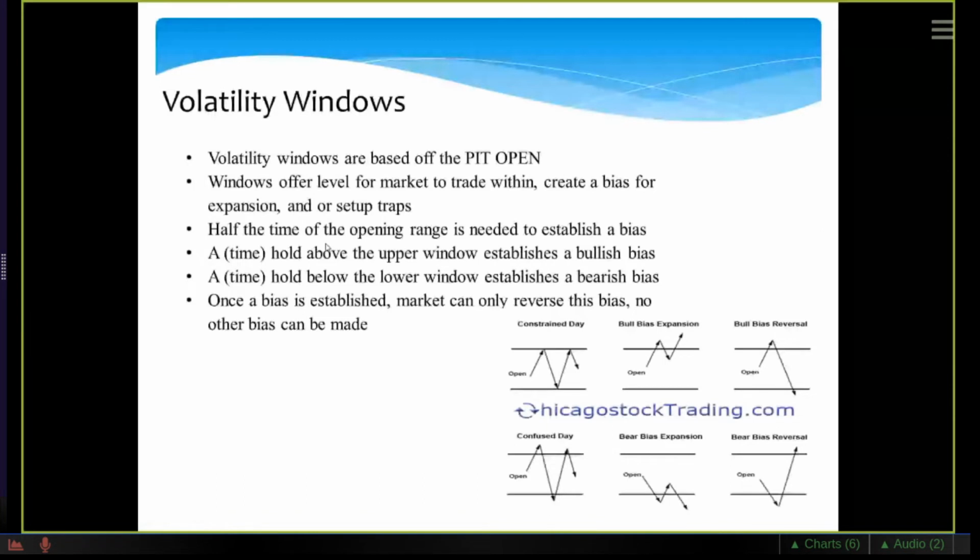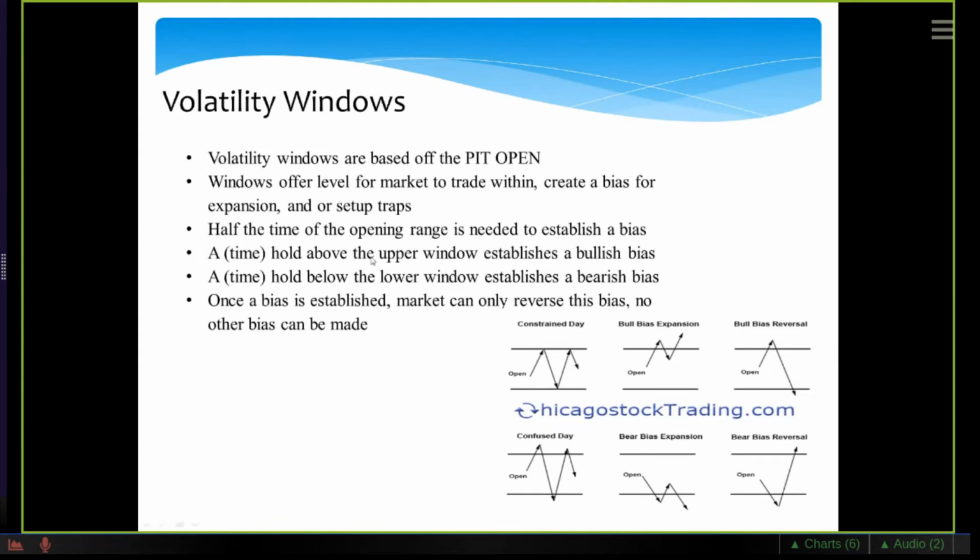Futures are almost 24/7. They're trading around the clock, maybe an hour or two break, and then it begins again. So the volatility windows give us an area that the market can trade within based off of the cash session. And the opening range is 10 minutes. So in order to establish a bullish or bearish bias, the market needs to spend at least half of its opening range, 5 minutes, to establish whether it's a bull or a bear bias.